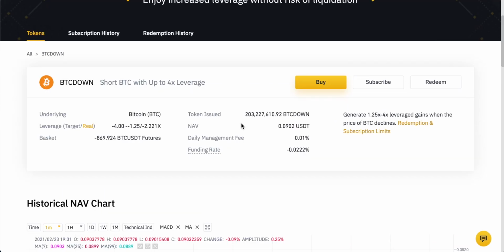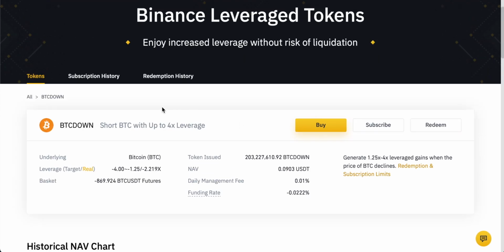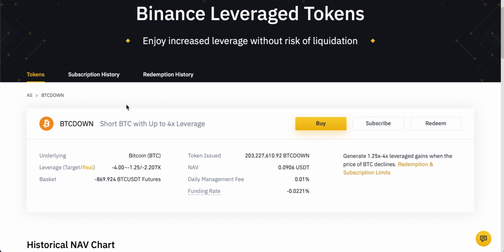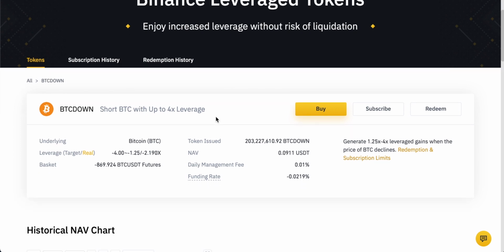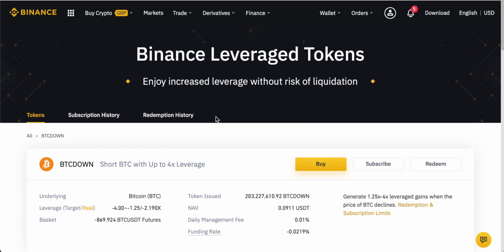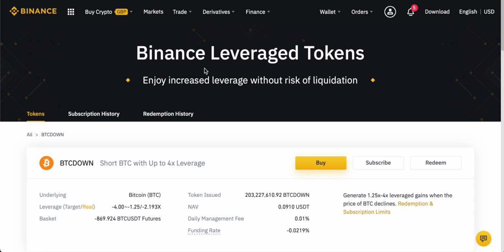So should you get into leverage tokens on Binance? Well, they are important for traders in various ways. Leverage tokens will exaggerate both your gains and your losses, but they do serve a purpose in enabling traders to bet on price movements either up and down, which is more difficult to do if you don't have instruments like this.